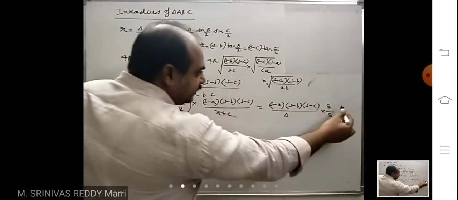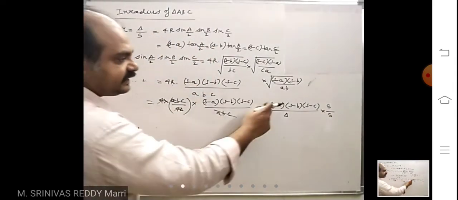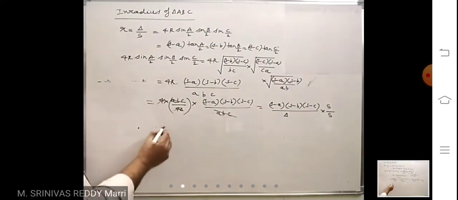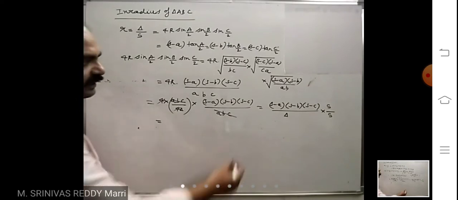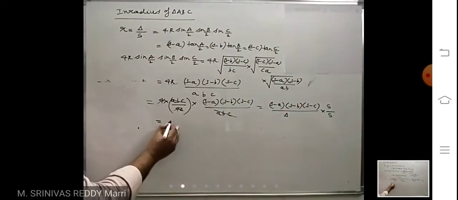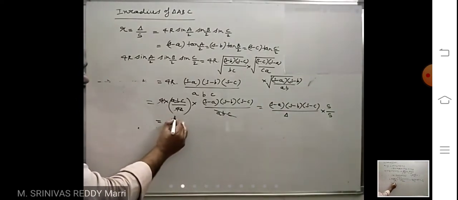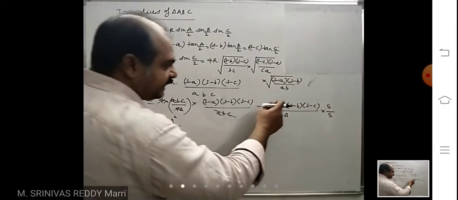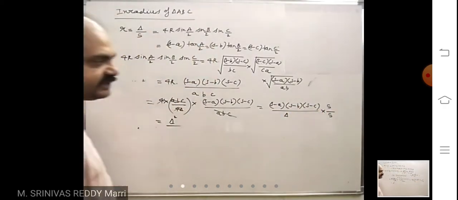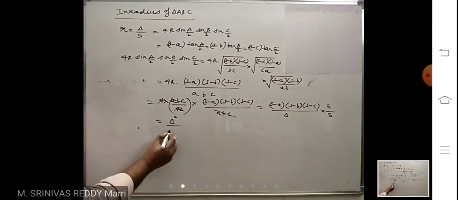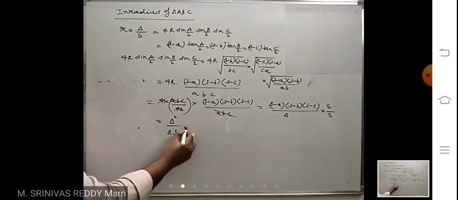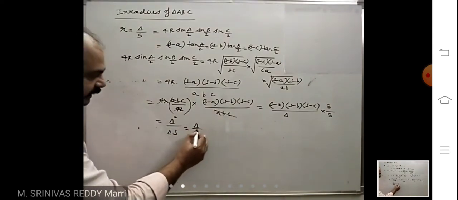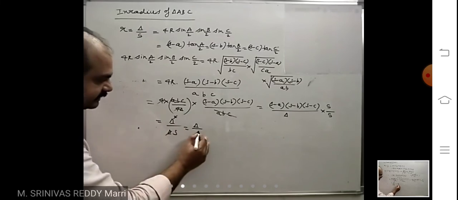Look at here. In the numerator, you got S into S minus A into S minus B into S minus C. That is nothing but delta square. I told the formula, delta is nothing but square root of S into S minus A into S minus B into S minus C. This numerator is nothing but delta square divided by delta S. This is nothing but delta. One delta will get cancelled.